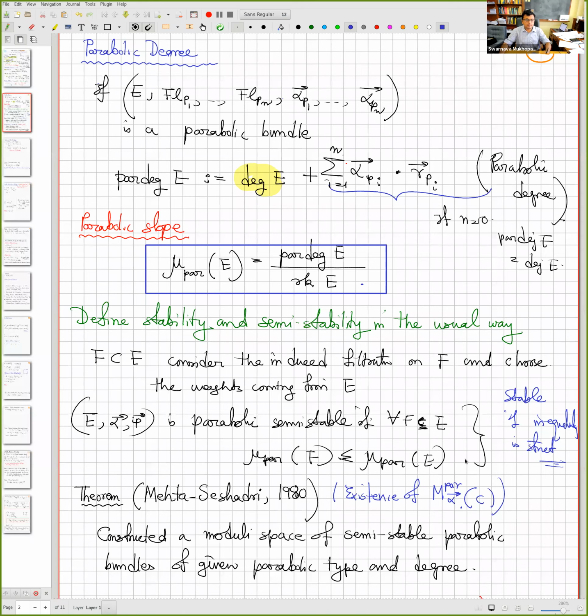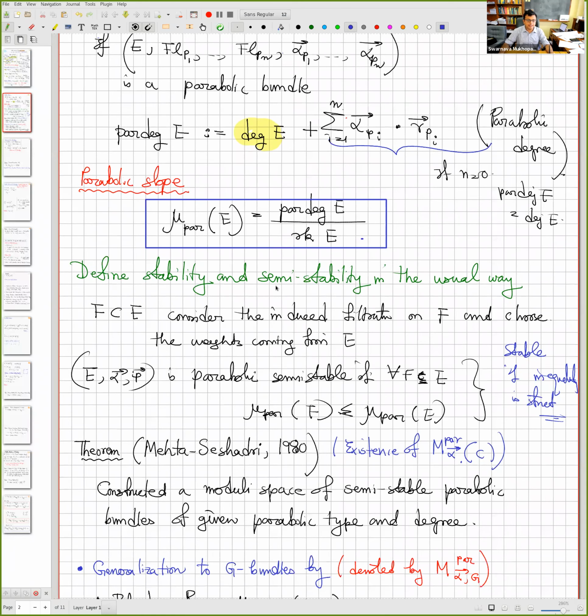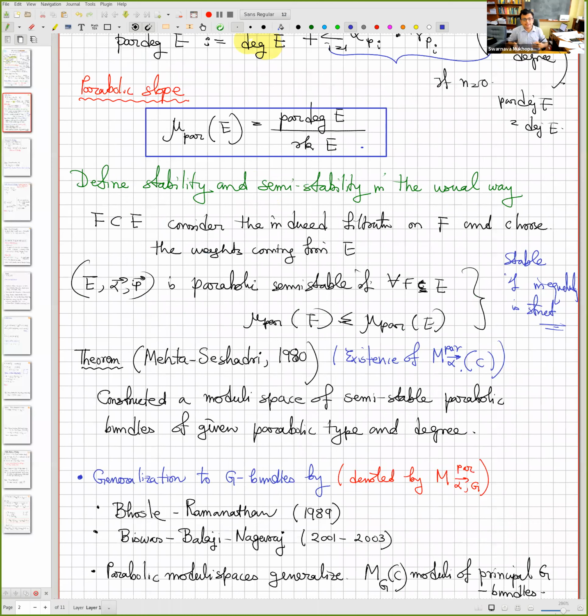Okay. So now there is a theorem of Mehta and Seshadri in the 1980s who proved the existence of a moduli space. That moduli space will be denoted by M-bar, with the weight vector alpha and the points on the curve C. What Mehta and Seshadri did was construct a moduli space that parameterizes the semi-stable parabolic bundles of a given parabolic type and degree. Okay, so there exists a moduli space, and again this should be considered as a generalization of the usual case of G-bundles, the well-known moduli space of usual G-bundles.